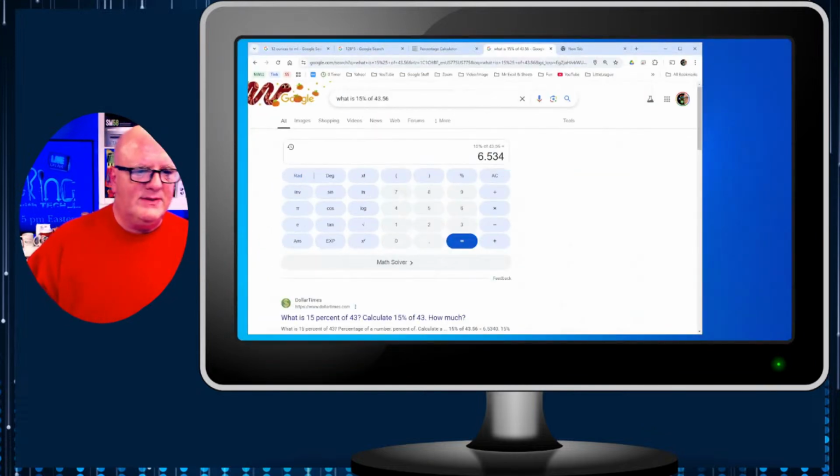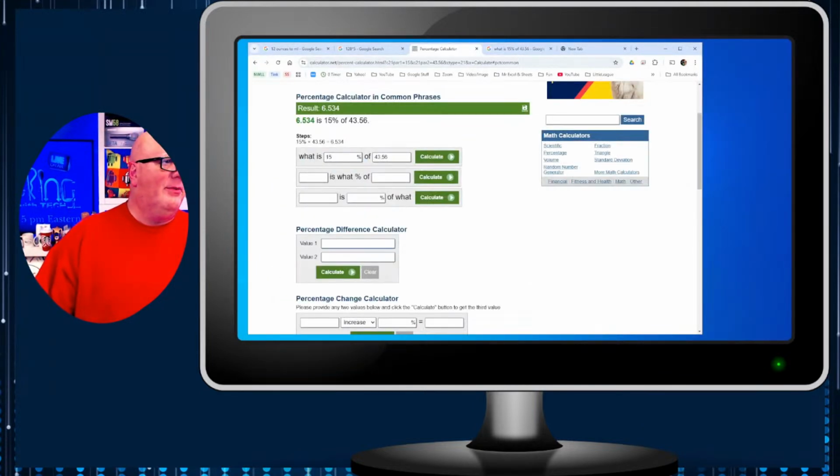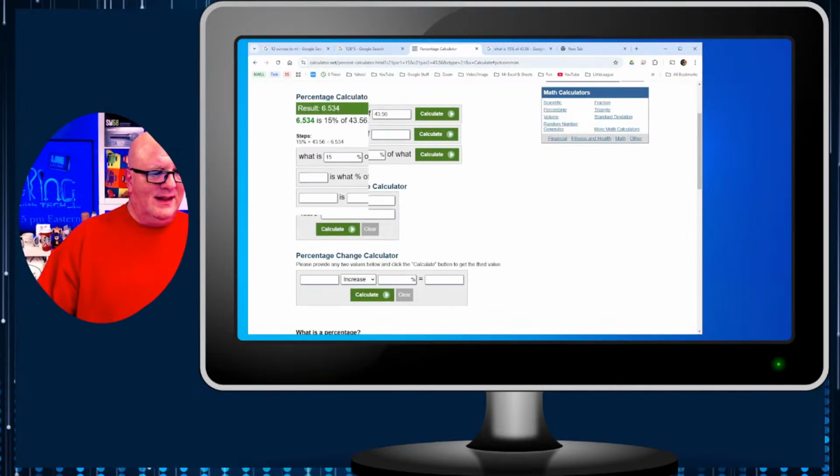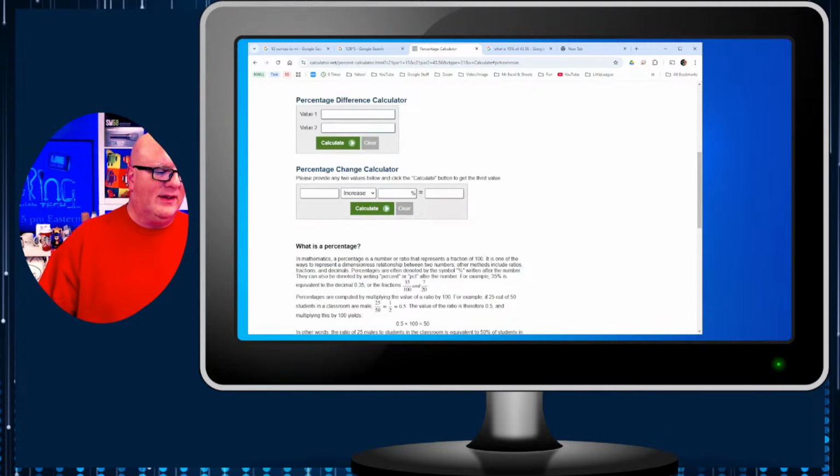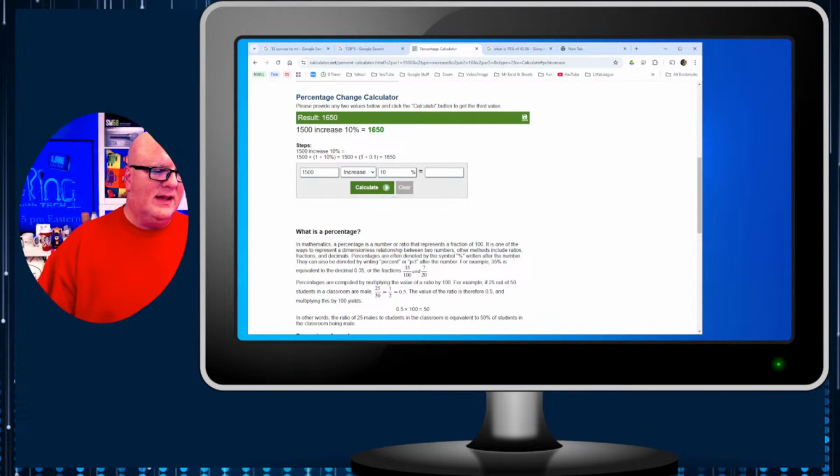All these things are basics, but I really do like this, and I use it at work. I have it pinned in my bookmarks at work. I love the percentage difference calculator. You can do things like that, or an increase. A lot of times if I have something that's $1,500 and I get an increase of 10%, I can hit calculate and it gives me that number. This is what it'd be, 1650.